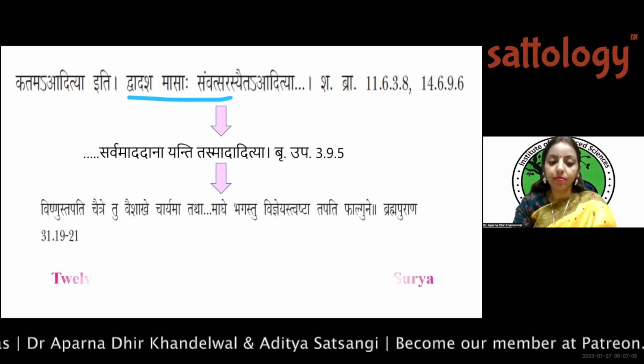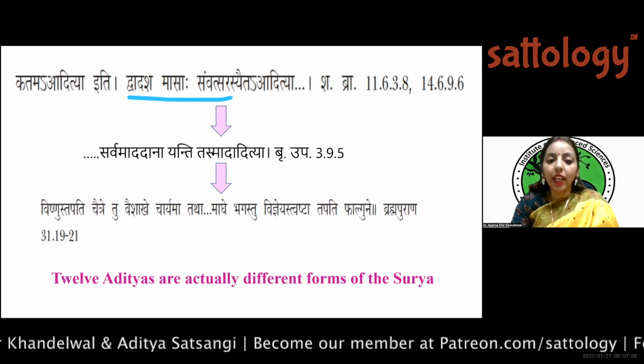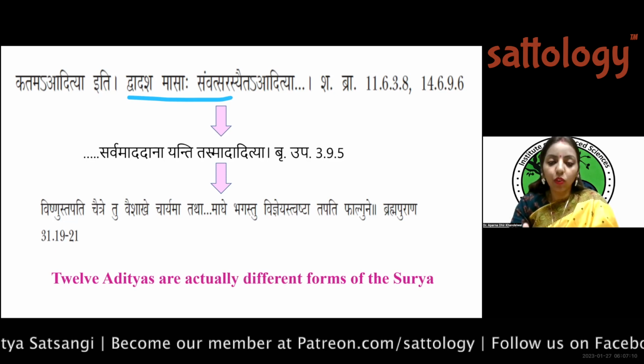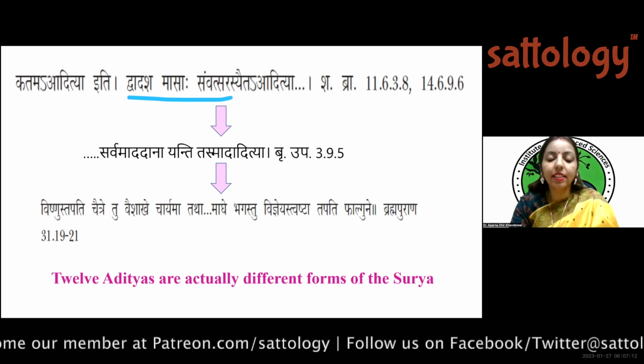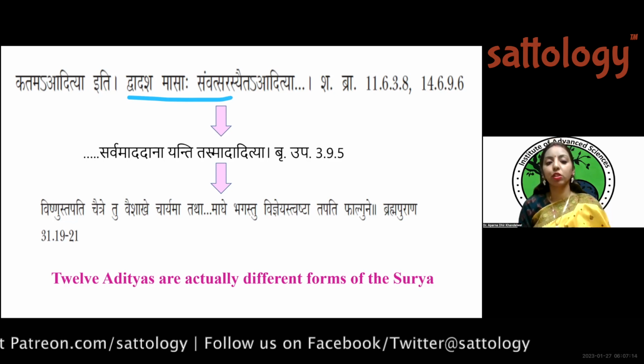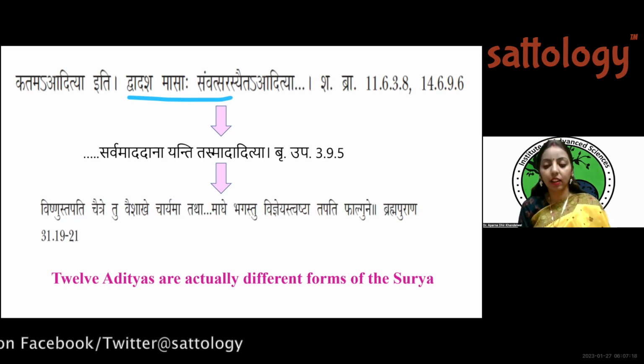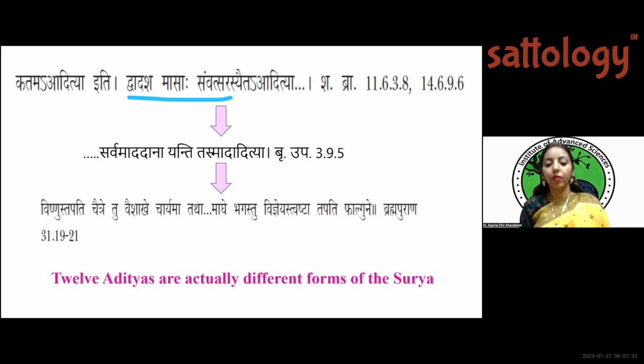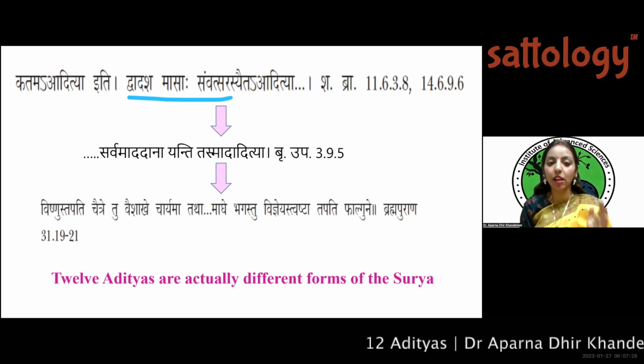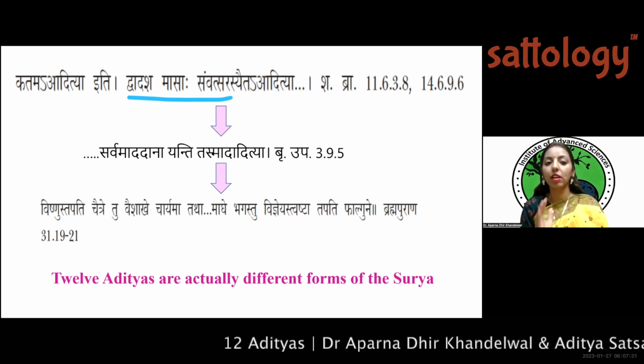And so we can conclude with this that the 12 Adityas are actually different forms of the Surya. If we are saying that Surya or the 12 Adityas are nothing but the 12 months only, then we can say the concept of the 12 Adityas is what? 12 months.